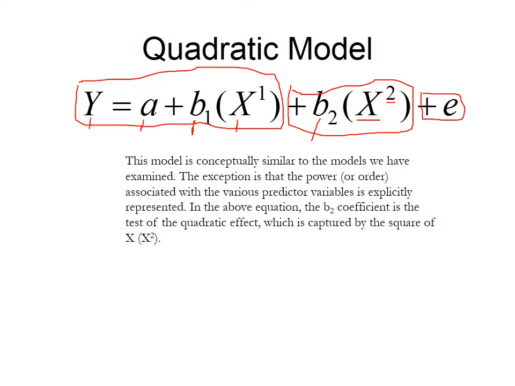We're just squaring that x. This is the same x variable we have here, but now we're squaring it. So what this allows us to do is to model non-straight line relationships. So this allows a curve in our relationship. And I'll show you this in a picture in just a second, but it allows for one curve.